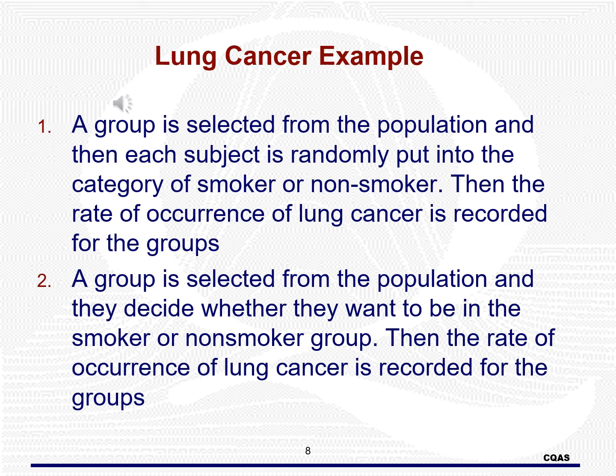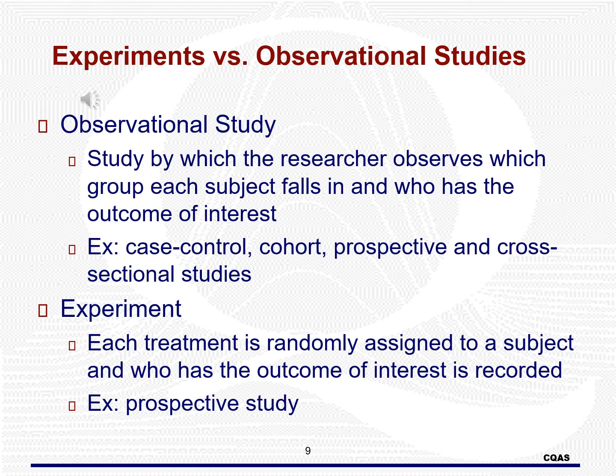Let's now compare experiments to observational studies. An observational study is one in which the researcher observes which group each subject falls in and then records results. Some examples of studies that match this criteria are case control, cohort, prospective, and cross-sectional studies. Recall the definition of an experiment from earlier. The only type of study that could be run as an experiment would be a prospective study.